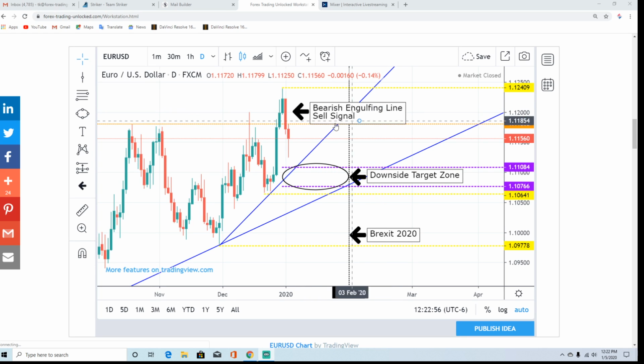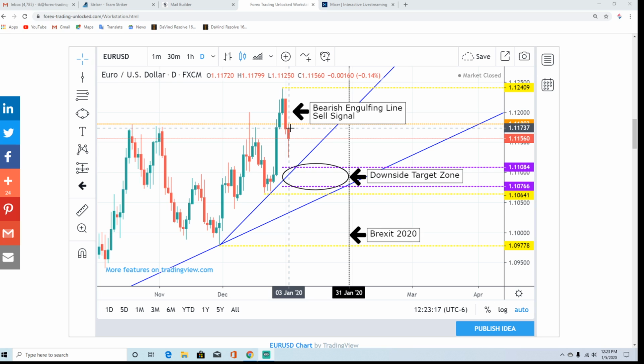This is called a bearish engulfing line. It's a sell signal. It's a Japanese candlestick pattern. It's also a very reliable reversal signal. So when the trend has been going up like this, you can see the long-term, intermediate, and short-term trend has been bullish and pressing higher move highs into the new year. But then on the first trading day of the year, we had this big sell-off.